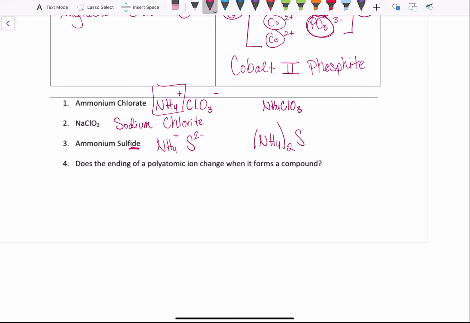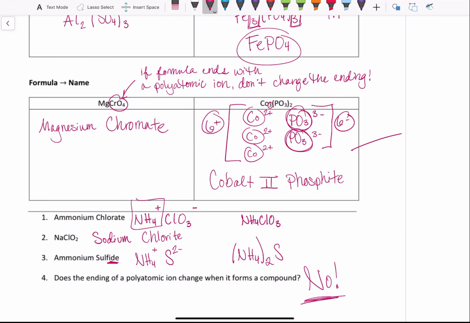Last question. Does the ending of a polyatomic ion change when it forms a compound? No, it does not. You have to leave it like that. For example, if we were looking at this one again, cobalt(II) phosphite, we have to leave phosphite alone because that ending tells us the specific polyatomic ion. If we changed it to phosphide, IDE, that would tell us we had the element phosphorus instead. So watch your endings very carefully.